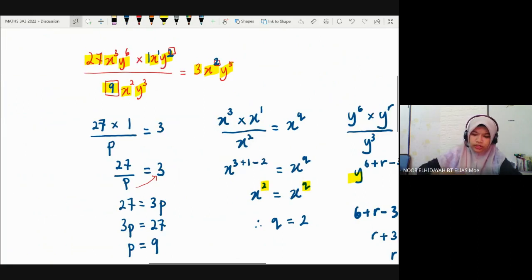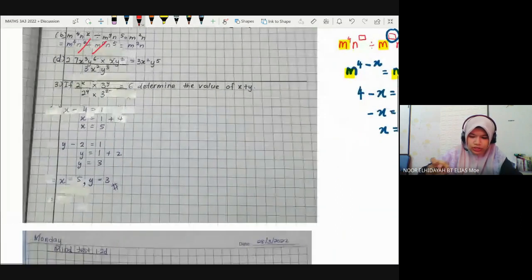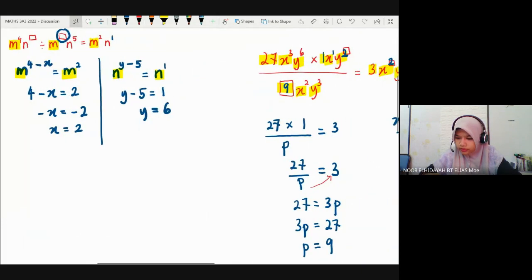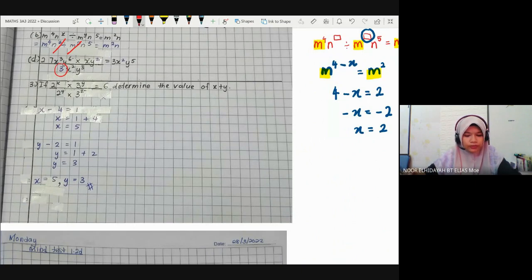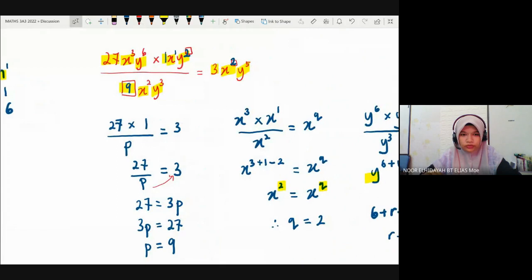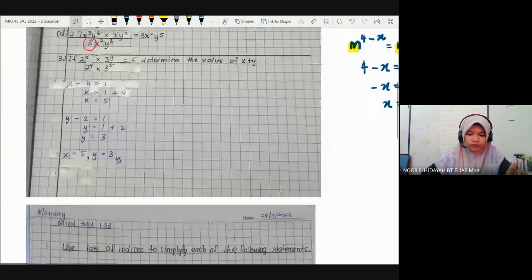Okay, we check your friend's answer. The coefficients. Ni salah lah ni. Because 27 divided by 3, you will get 9. That's why you have to solve by using the linear equation, as I have shown here, to get the value of the blank coefficients. Yang ni salah lah.